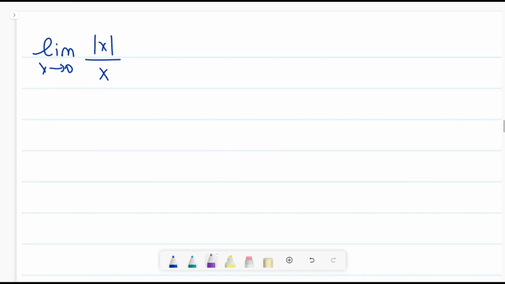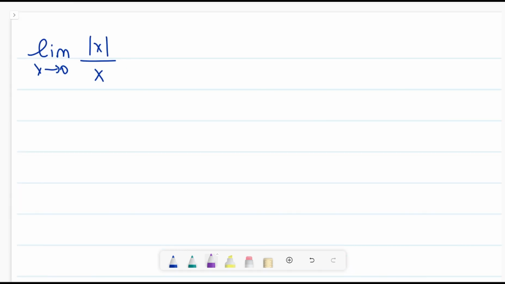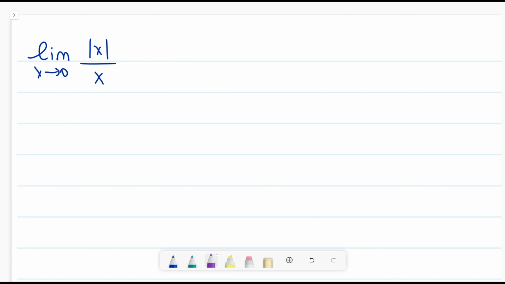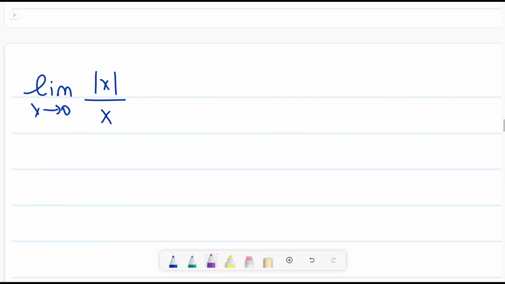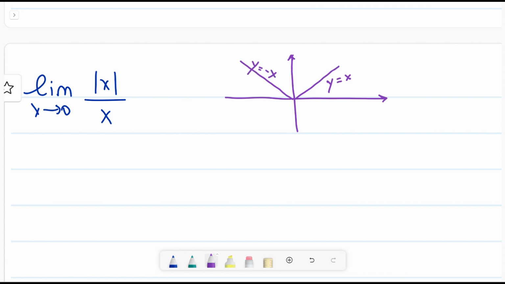Now we will move on to what if we had an absolute value. So maybe it doesn't hurt to draw a graph of the absolute value function. You can notice that on the right, the absolute value function is y equals x, and on the left it's y equals negative x.